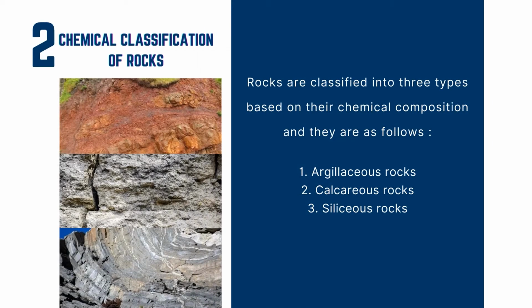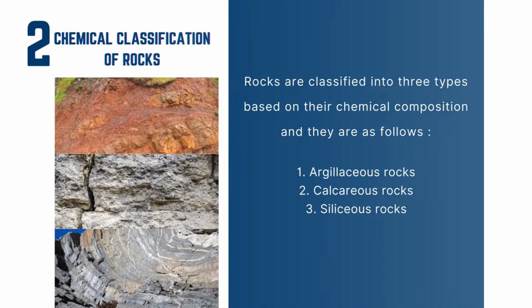Chemical classification of rocks. According to Anna Podju, rocks are classified into three types based on their chemical composition, and they are as follows: argillaceous rocks, calcareous rocks, and siliceous rocks.